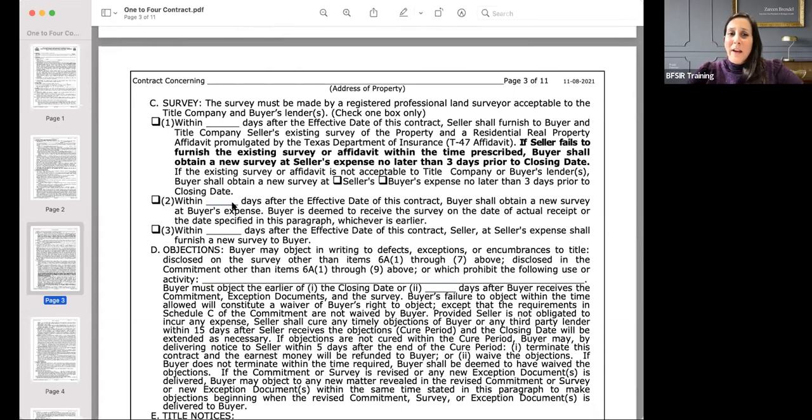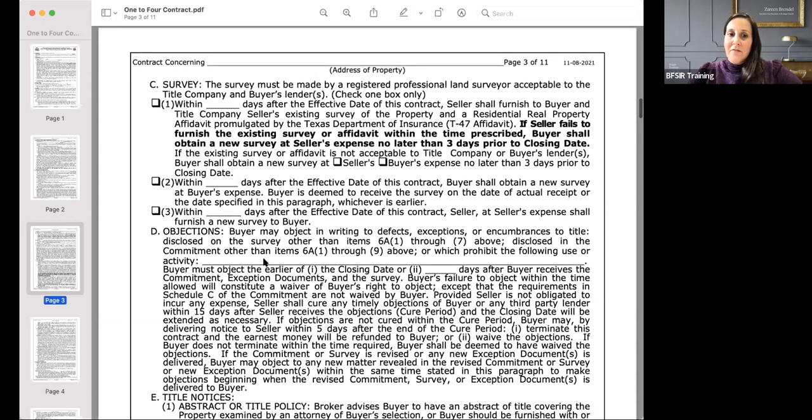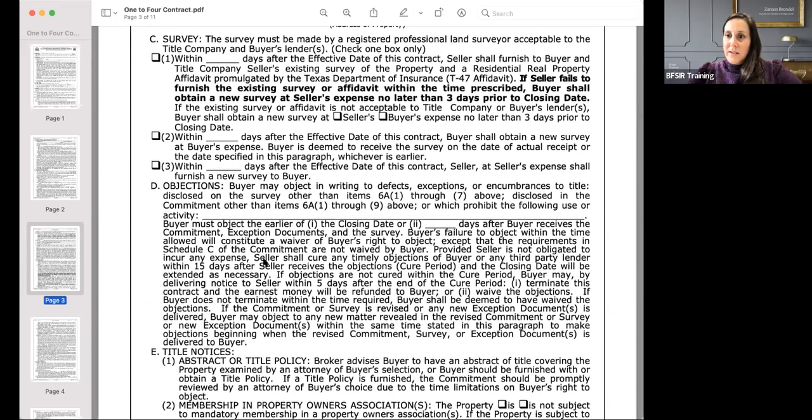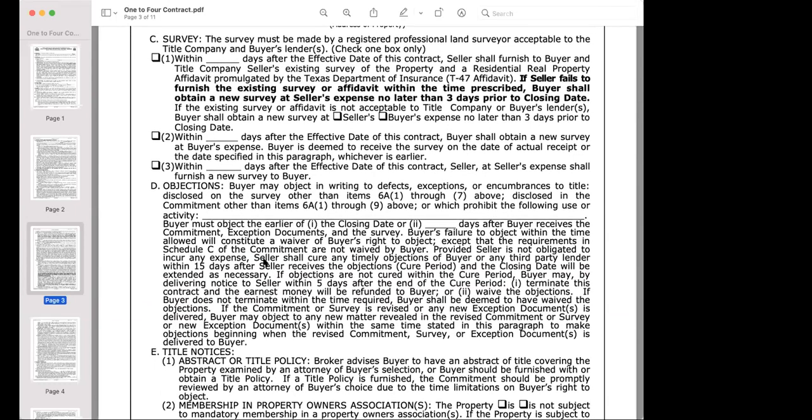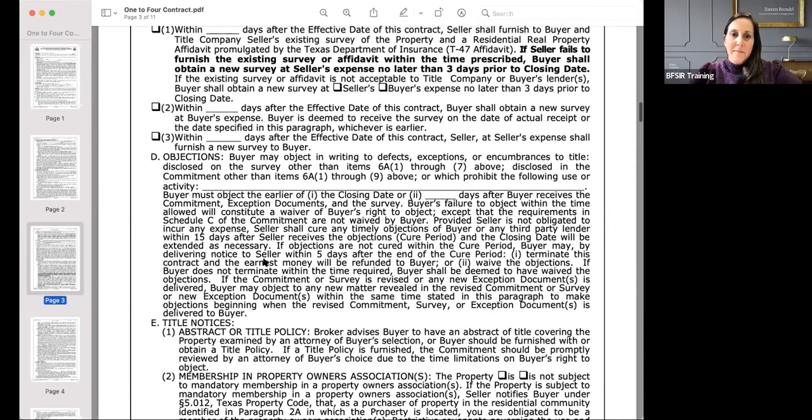A lot of people want to wait to order the survey until after the option, so you might want to be strategic about that too. If you have a 7-day option, you might say 8 days or 10 days, because you don't want to spend the money if you're not going to go through with the deal. Right, which is what Angela was explaining to me. Okay, thank you. No problem.